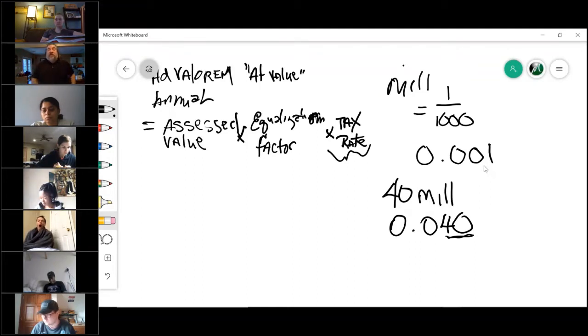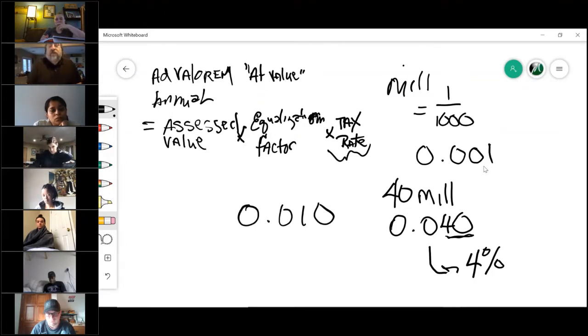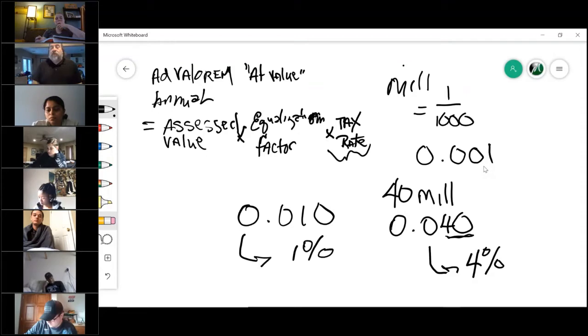What does 0.04 look like to you? This is the same thing as 4%, right? 0.04, 4 out of 100, that's 4%. I just told you Indiana state law says our tax rate is 1%. Technically, in the statutory rule that you read, it says our tax rate is actually 10 mills. 10 mills, 0.010. That's 10 mills, which is equivalent to 1%.